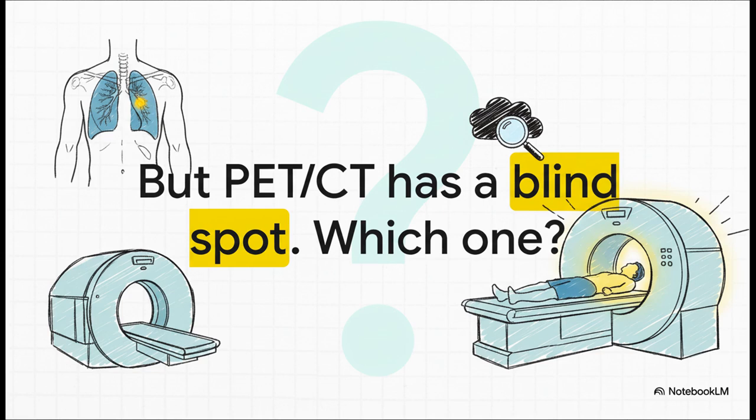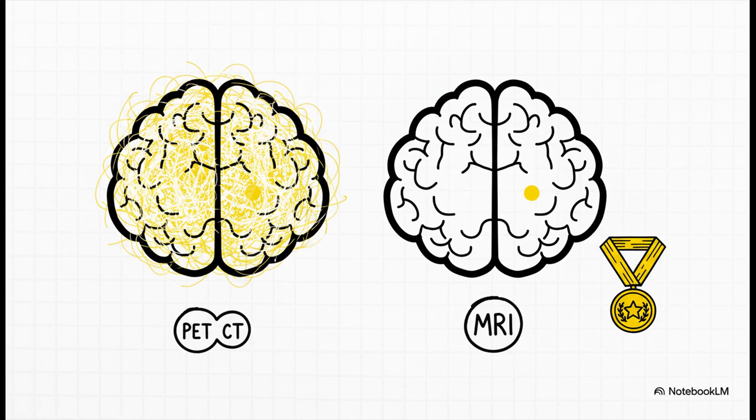There's one really important place where it's just not the best tool for the job. Any guesses? You got it, the brain. Your normal brain tissue is so metabolically active that it can actually hide small metastases on a PET scan. And that's exactly why an MRI with IV contrast is the absolute standard for detecting brain mets. It has way better sensitivity than a PET-CT or even a regular CT for this one critical job.